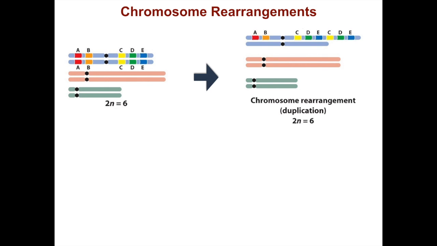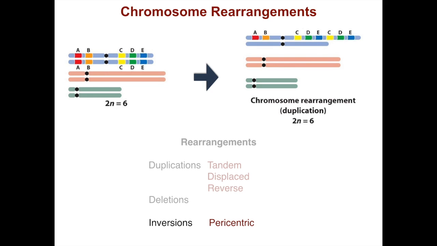So chromosome rearrangements involve the rearrangement of genes within a chromosome. And these can involve duplications, which could occur in tandem, which is like right next to each other, or displaced, which involve the movement of this duplication to another region of the same chromosome, or can occur in the reverse order. So I'm going to show you examples of this as well. You can have deletions of genes in the chromosome, and you can have inversions that are both pericentric and paracentric.